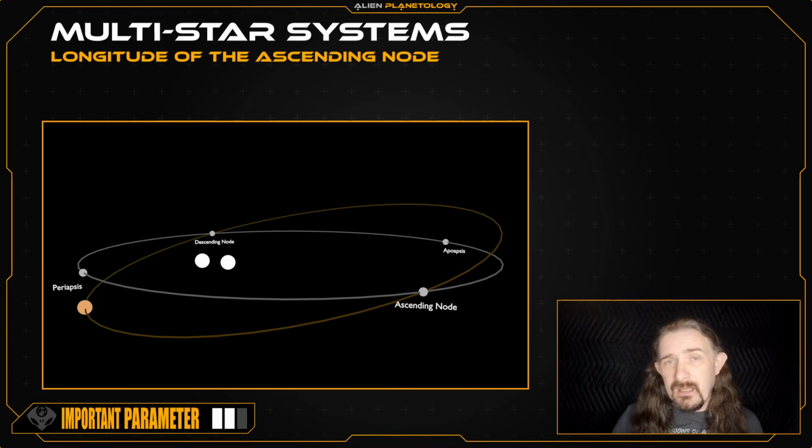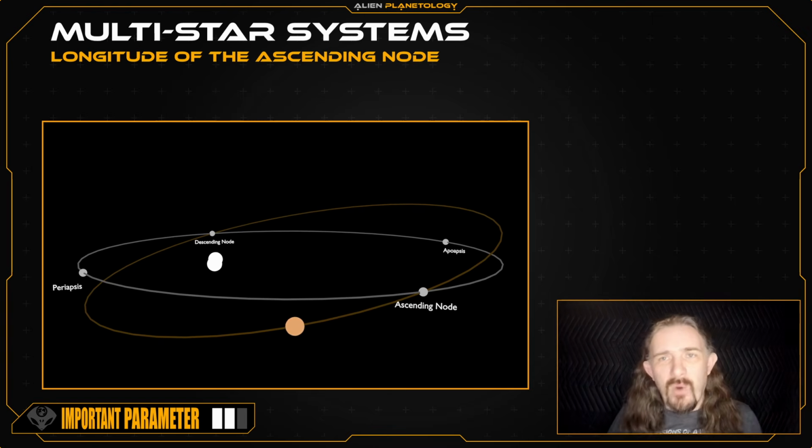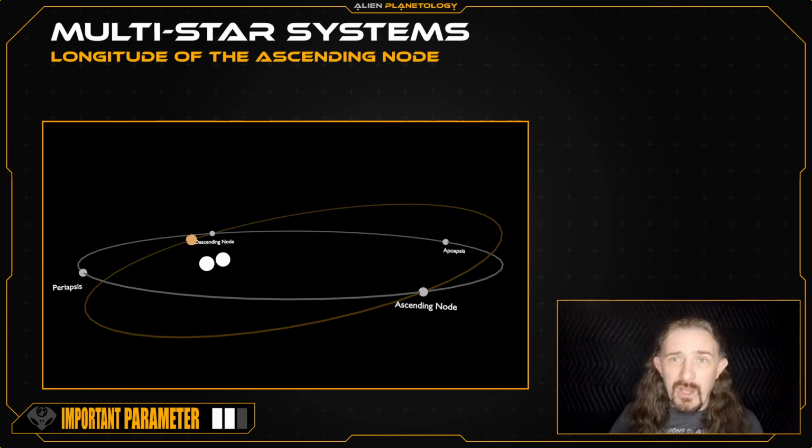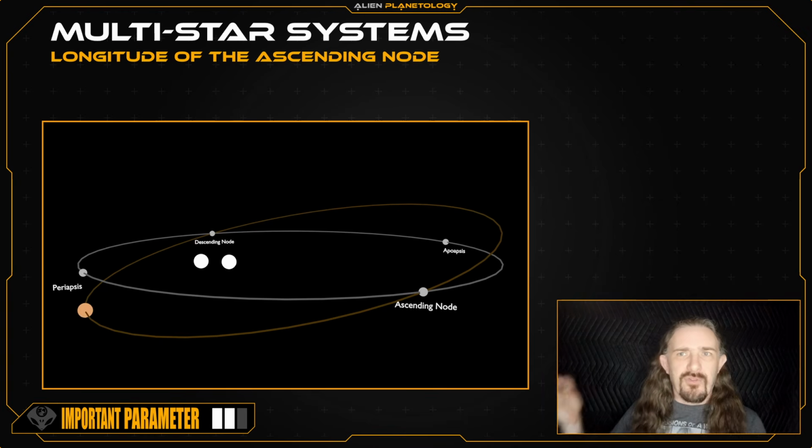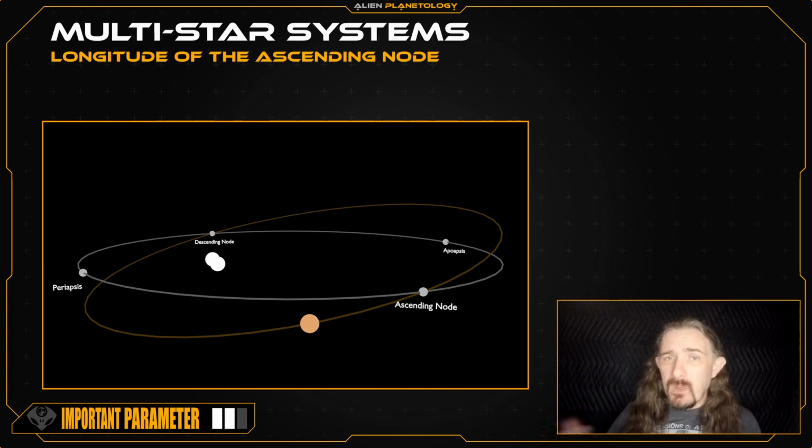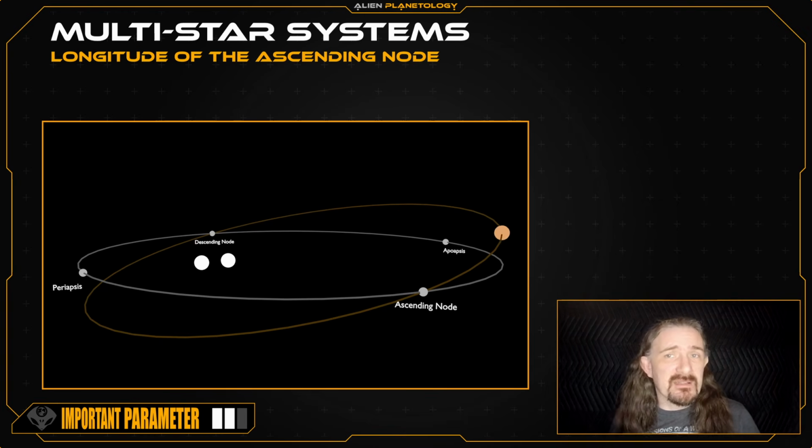As an object orbits on an inclined path, there is a point in its orbit where it passes from below the reference plane to above it. Or, to be more accurate, it moves from south to north of the reference plane. This point is the ascending node, as the object ascends through the reference plane. Consequently, there is a point on the opposite side of its orbit where the orbiting object travels down through the reference plane, passing from north to south. This is, of course, the descending node.